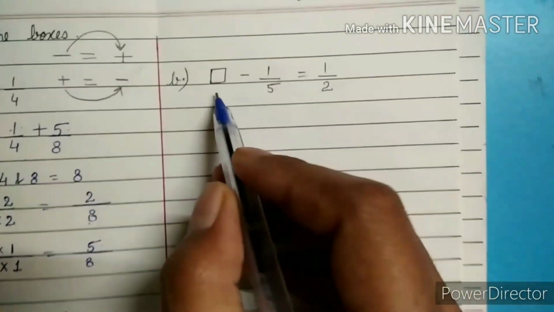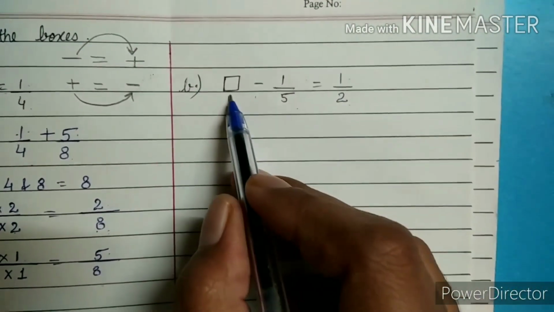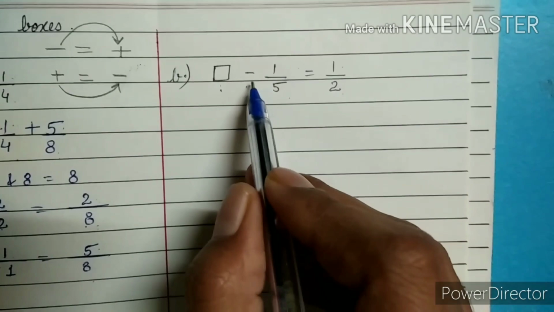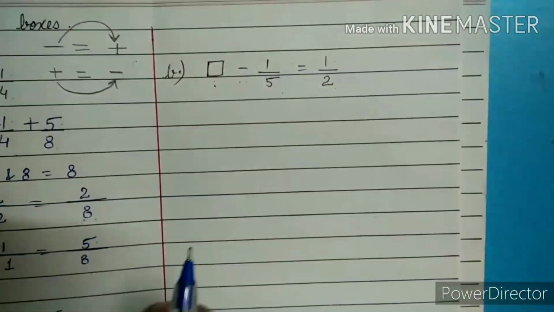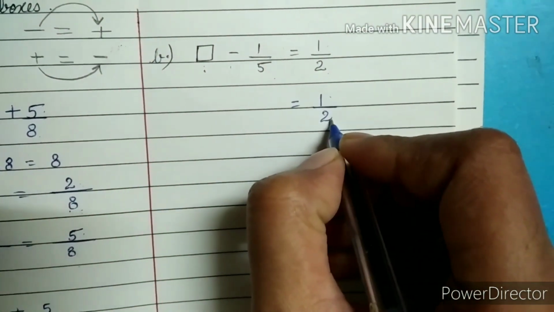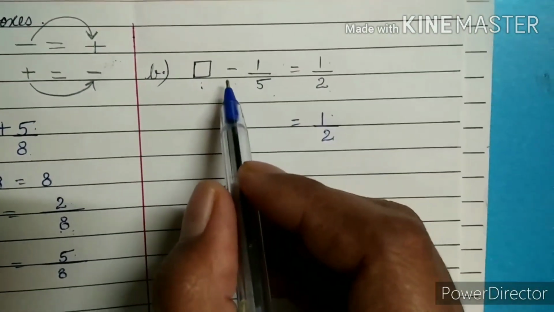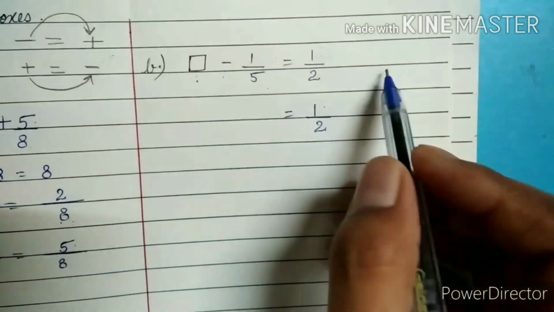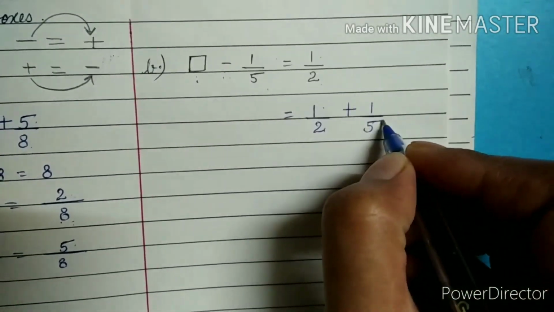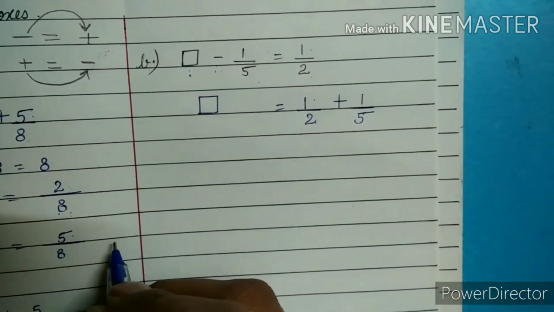Its B part is box minus 1 by 5 equal to 1 by 2. Same as before, we have a box and near the box we have a value with the subtraction symbol. So this minus 1 by 5 we will send to the opposite side. On the opposite side, which number do we already have? Already we have the fraction 1 by 2. So after 1 by 2 our shifted fraction will come. Here it is already in minus, so it will go to the opposite side as addition, plus 1 by 5. What remains on the left hand side? Only the box.